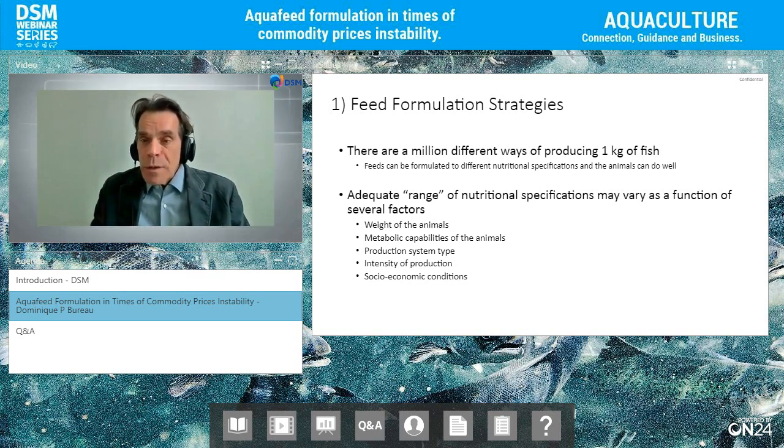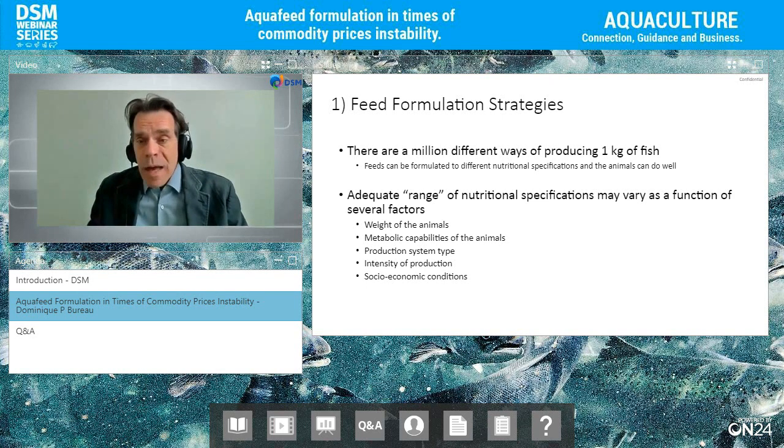So you have to keep an open mind when you formulate a feed. There's not a single solution. There are many solutions to this. And what is acceptable in terms of nutritional specification is a function, of course, of the species of animal, their metabolic capacity, their size. You don't formulate the same way. You don't have the same leeway in very small animals versus a larger animal. You may have more leeway in that larger animal.